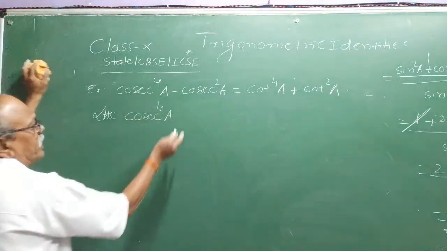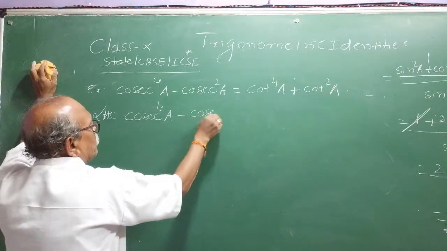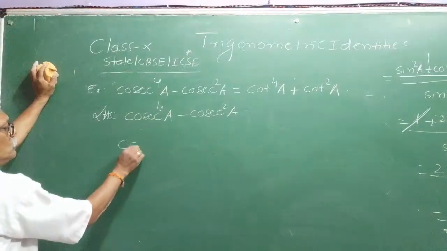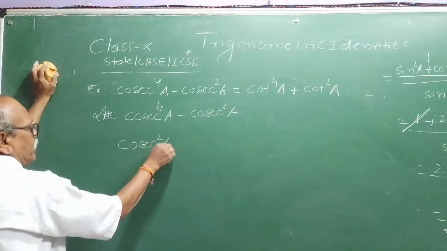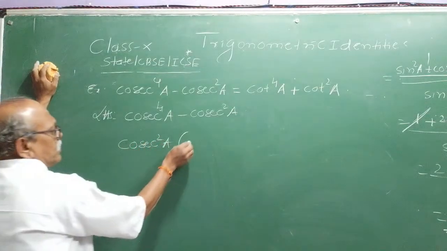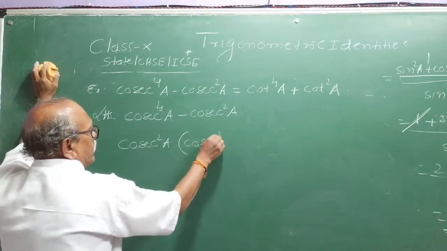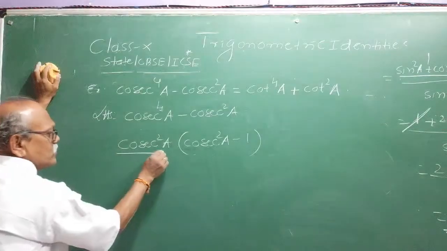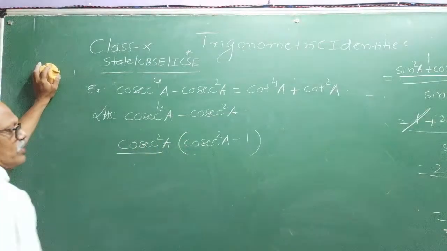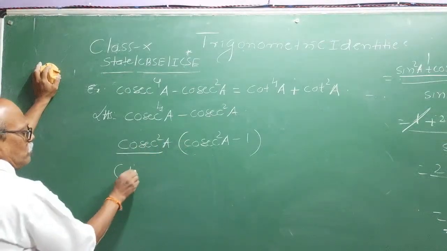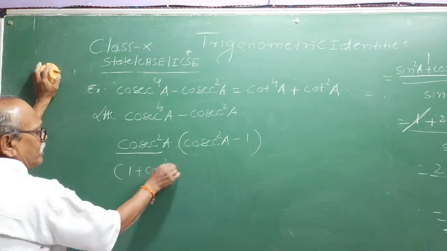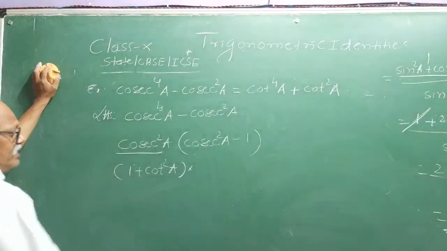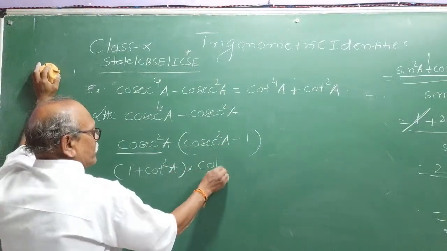Cosec raised to 4a minus cosec square a. You take common first. What is common in these two? Common is cosec square a. What are you left with here? You are left with cosec square a minus 1. Now you express cosec square a, both of them in terms of cot. Cosec square a is 1 plus cot square a. What is cosec square a minus 1? Check in your identity of 33. Cosec square a minus 1 is cot square a. Remove the bracket.